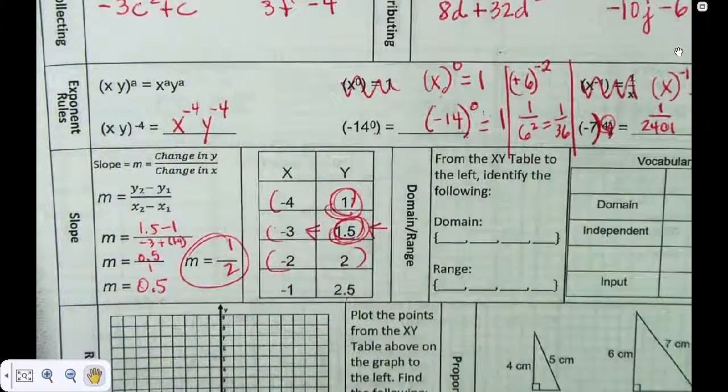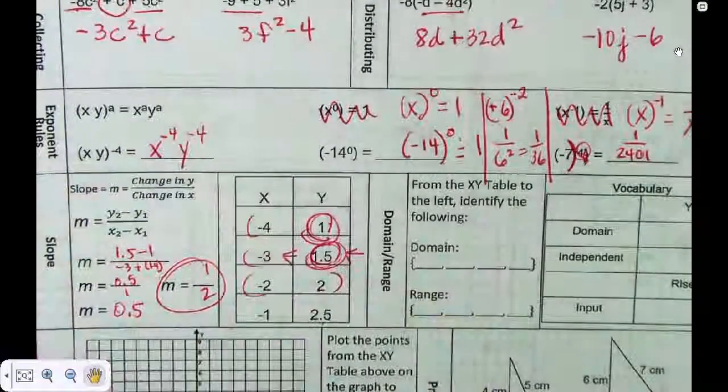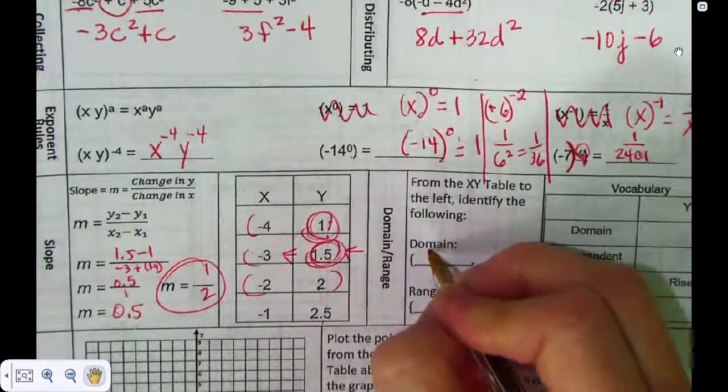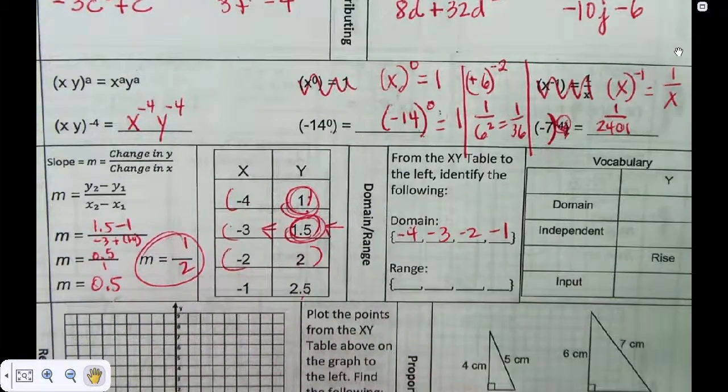Circle that. We're going to need it in a minute. Somewhere put m is 1/2 on your paper up there, if you didn't do it. We're going to need it. Okay, what are the domains? 4, -3. Boy, the algebra teacher next year is going to be so happy with y'all.